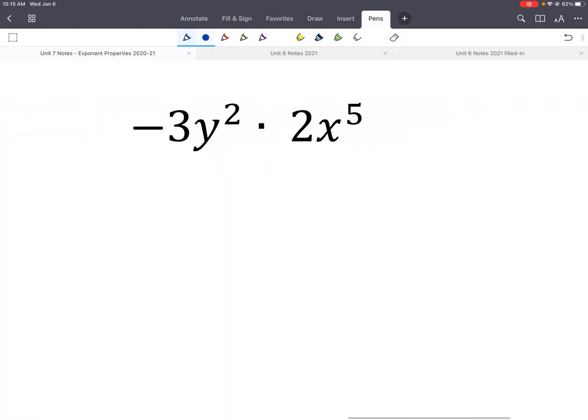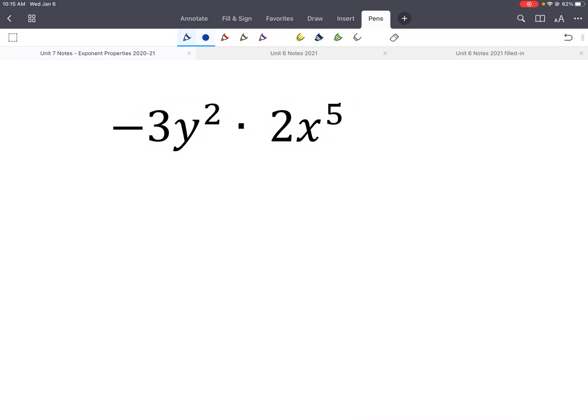Okay. Last but not least, give this one a try by yourself. Pause the video and see if you can do this by yourself. Oh wait, just kidding. Let's do this together. Okay, so this one's a little different. So here we have our coefficients. We multiply those as normal. So -3 times 2, well, that gives us a -6.